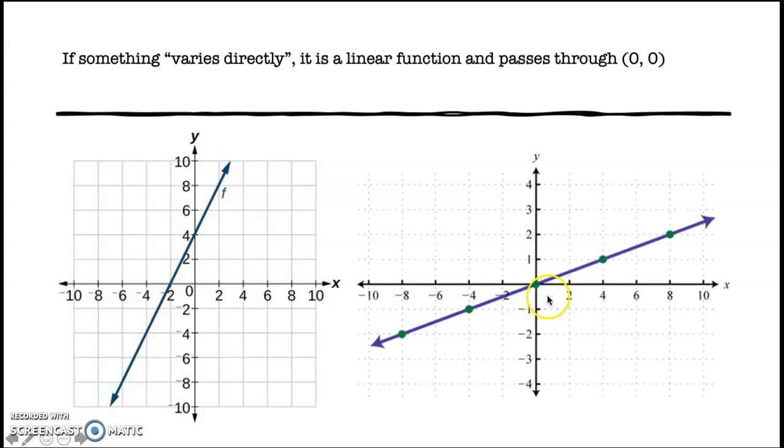Let's look at another example. Right here, what's our x-intercept? Well, it's at 0. What's our y-intercept? It's also at 0. And so it goes through the origin at 0, 0. And also we have to check, I almost forgot, is it linear? Is it a straight line? Yes, it is. So it's linear and it goes through the origin. So this is direct variation.